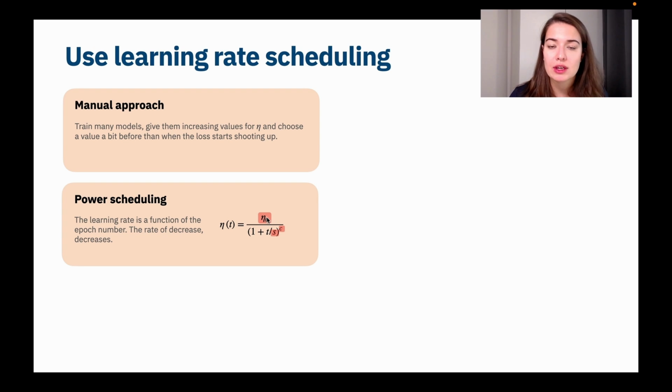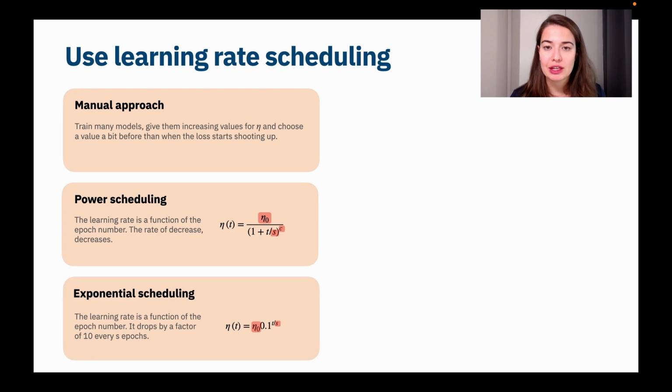It introduces a couple of new parameters that need to be learned, but that's generally not a big problem. And what happens is basically you decrease the learning rate as you go further in the training process, but you decrease the rate of the decrease of the learning rate. So it gets smaller, but at the same time, the rate at which it gets smaller also gets smaller.